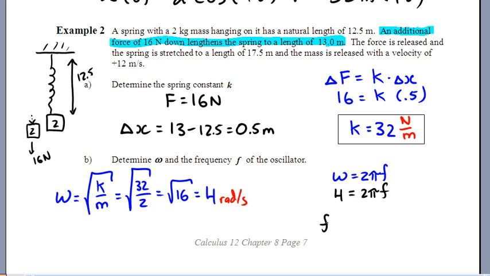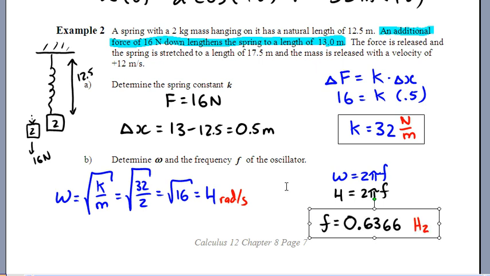And when I tried that out, I got a physics 11 frequency of 0.6366 hertz. So radians per second is one way to talk about how fast it's bouncing. You kind of think of it, instead of bouncing up and down, as spinning around in a circle. The physics 11 way is 0.6366 hertz.